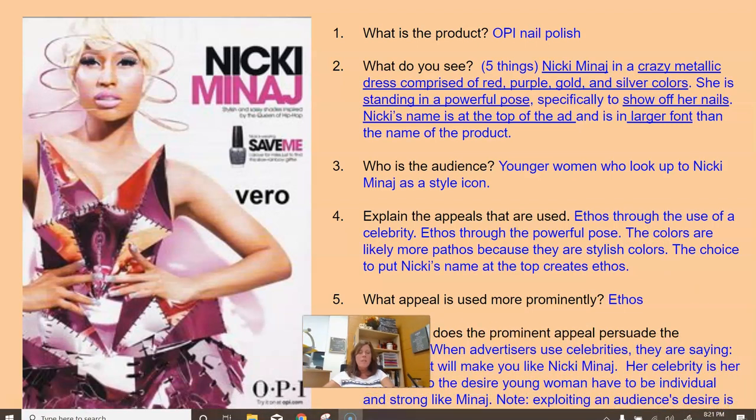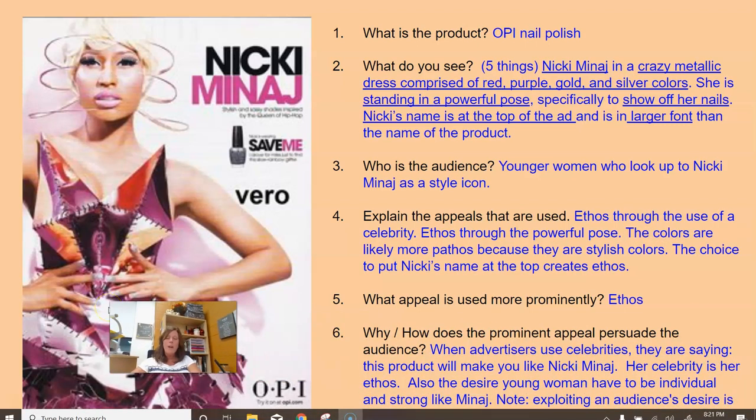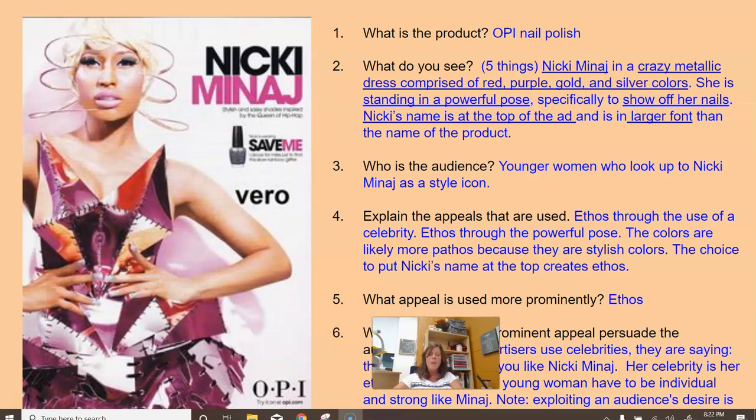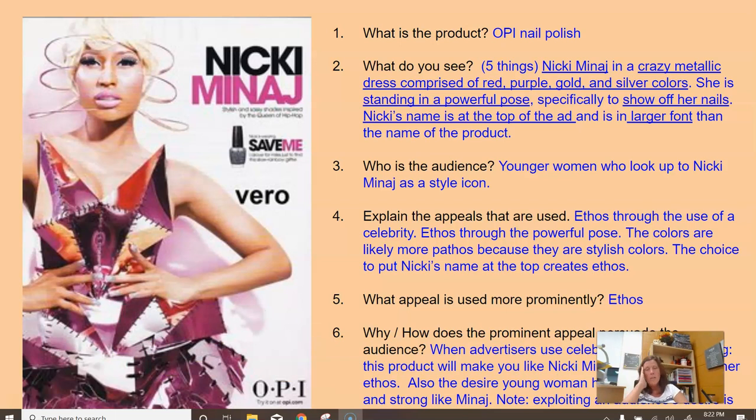So why or how does the prominent appeal persuade the audience? What I've written here is when advertisers use celebrities, they're saying this product will make you like Nicki Minaj. Her celebrity is her ethos. Also, the desire young women have to be individual and strong like Nicki Minaj. Again, that could be ethos, and that can also transcend over to pathos as well. Exploiting an audience's desire to be like someone else, like a celebrity, that is pathos. But again, I think the primary appeal in this particular advertisement is ethos.